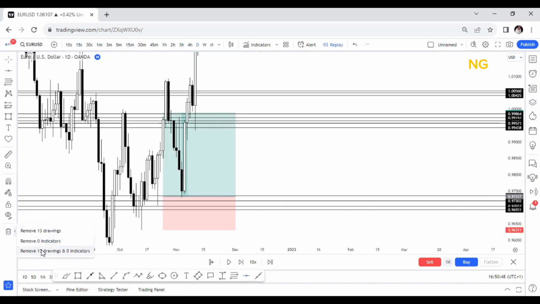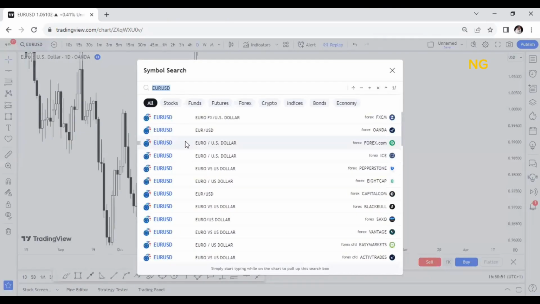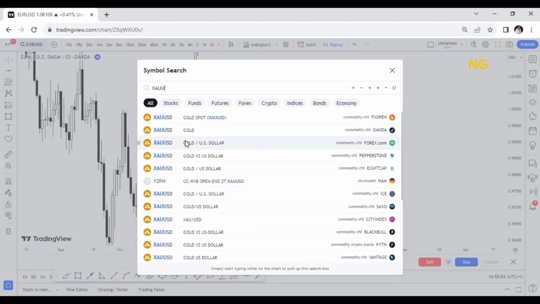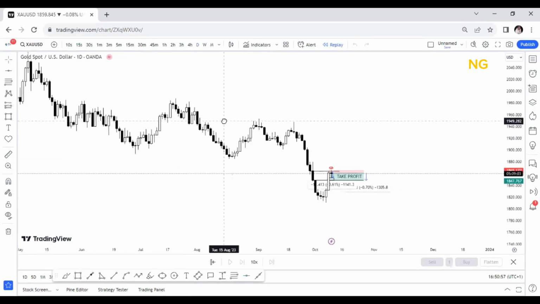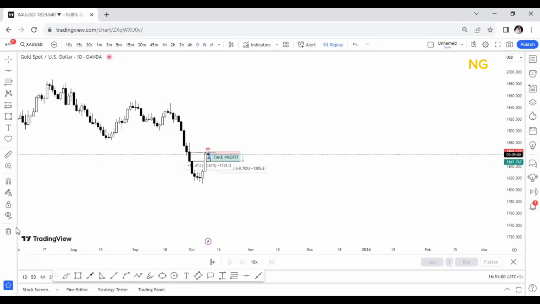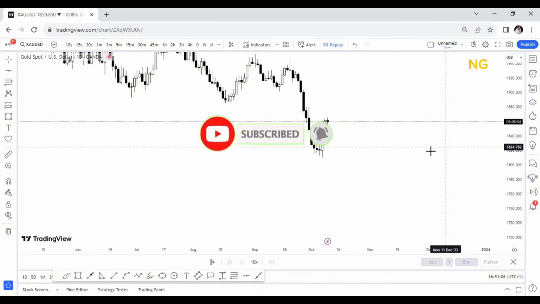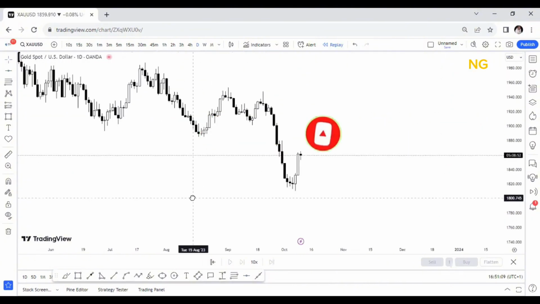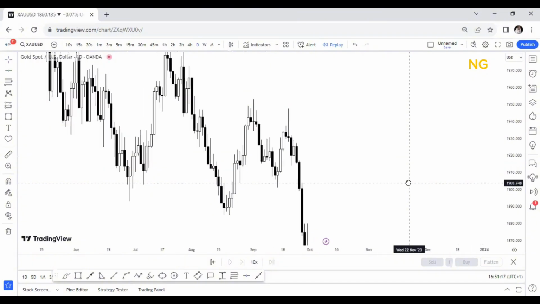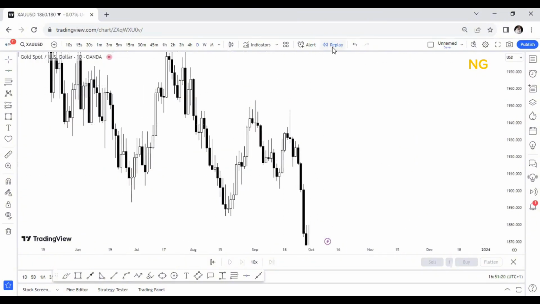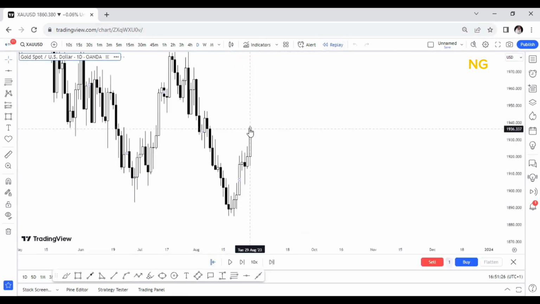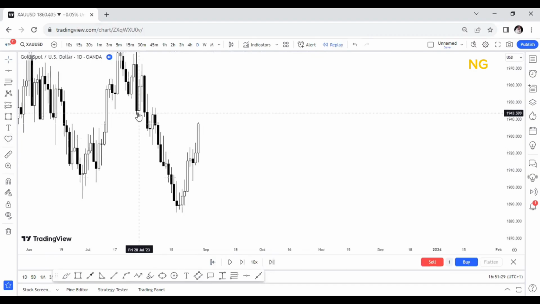That is for Euro USD. Let's look at gold. Let's look at gold. Yeah, we have this 1, 2, 3.